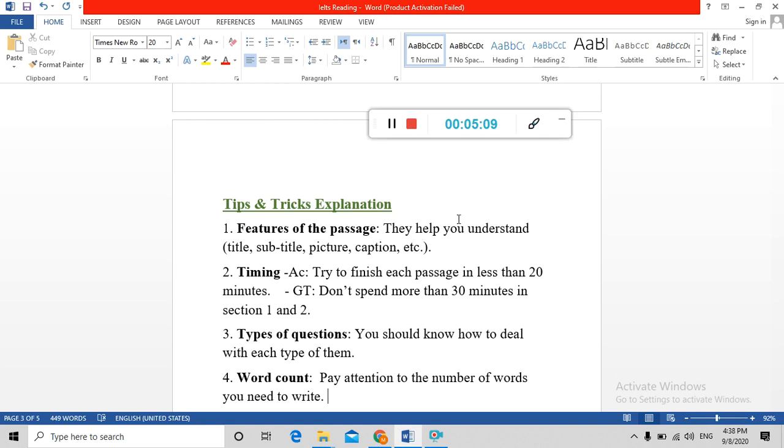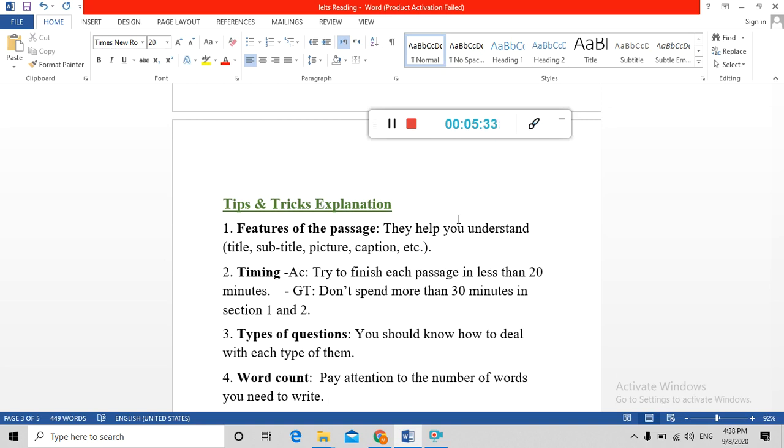In the general training, don't spend more than 30 minutes on section 1 and 2. So you need to finish section 1 and 2 in 30 minutes. We can say 15 and 15 minutes, or 14 and 16 minutes, and you need 30 minutes for section 3. This is in the general training.